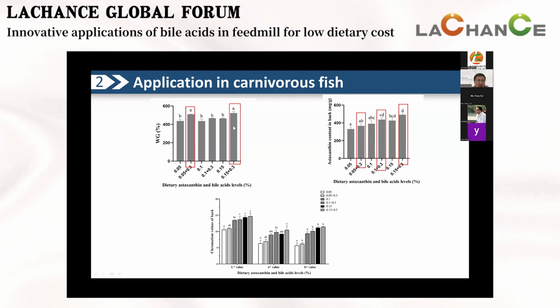bile acids would increase the weight gain of the fish. And here is the acetylsin content in the fish, and we can see that it's similar to the weight gain. The addition of the bile acids would increase the acetylsin contents in the back of the fish. So it's a very important and very interesting experiment.